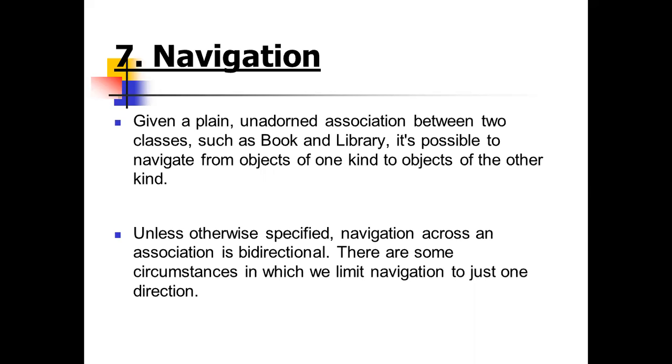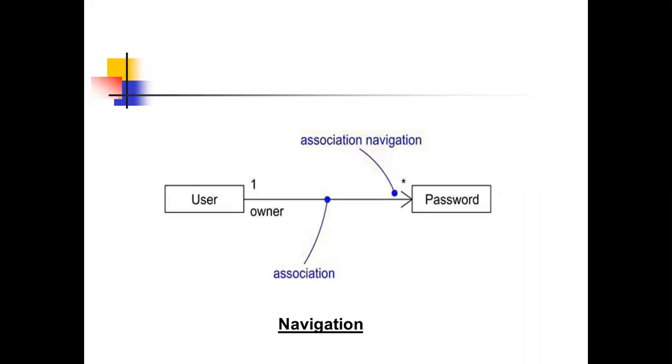Here you can see this is the navigation association. That means this arrow is navigating from this class to this class, but this other one is bidirectional navigation, that is, both classes can move from one to another. Here this is the association navigation. Here the user class is related to the password class.